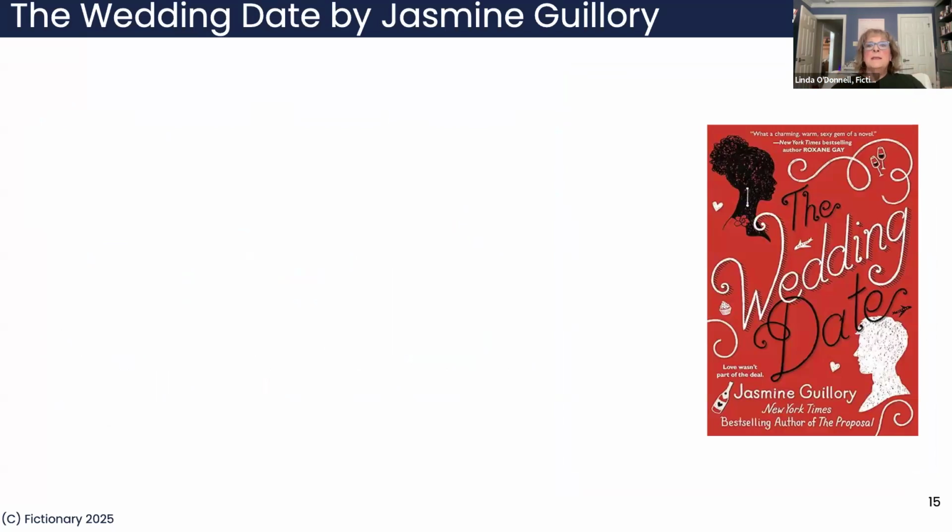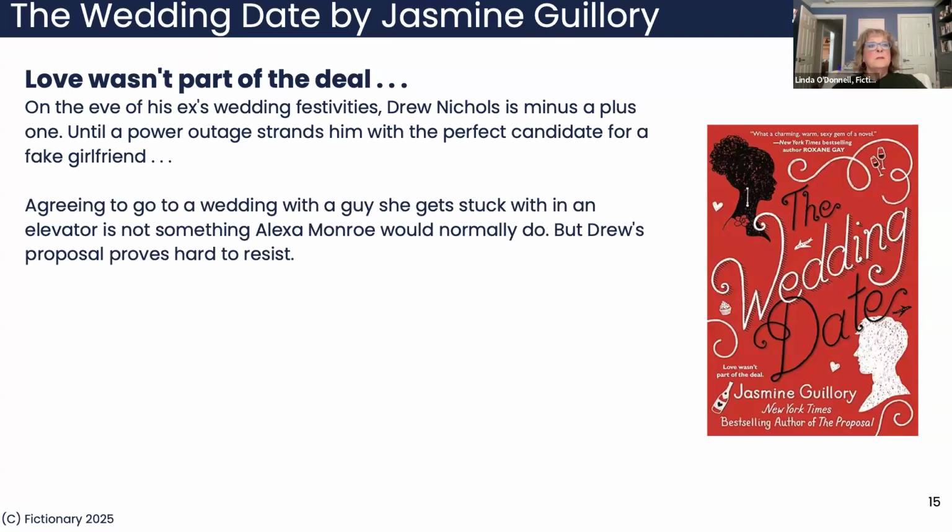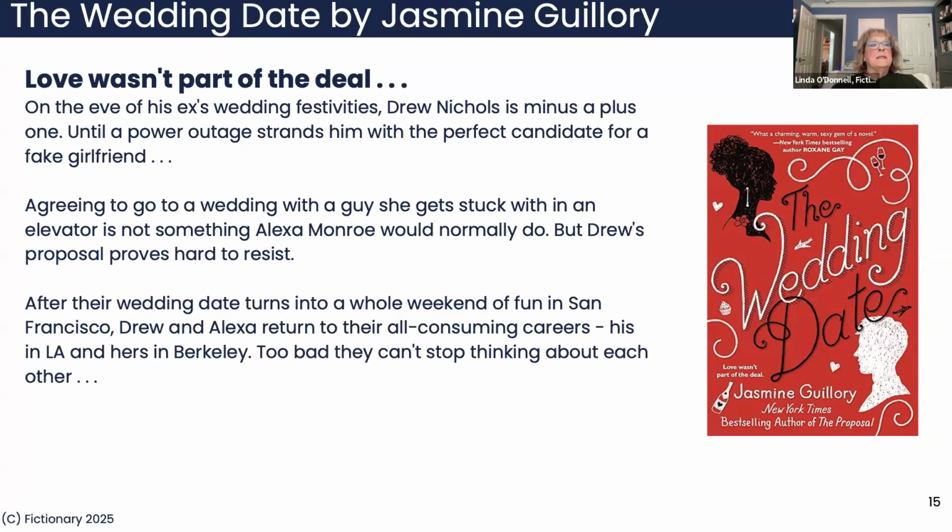So let's look at The Wedding Date. Here's the blurb. Love wasn't part of the deal. On the eve of his ex's wedding festivities, Drew Nichols is minus a +1 until a power outage strands him with the perfect candidate for a fake girlfriend. Agreeing to go to a wedding with a guy she gets stuck with in an elevator is not something Alexa Monroe would normally do. But Drew's proposal proves hard to resist.